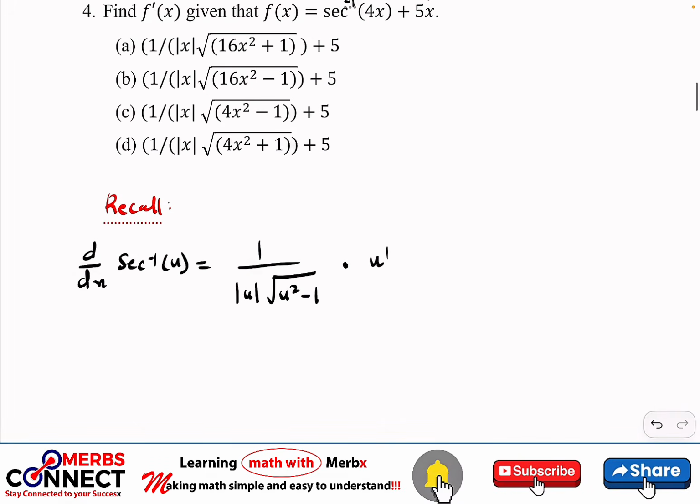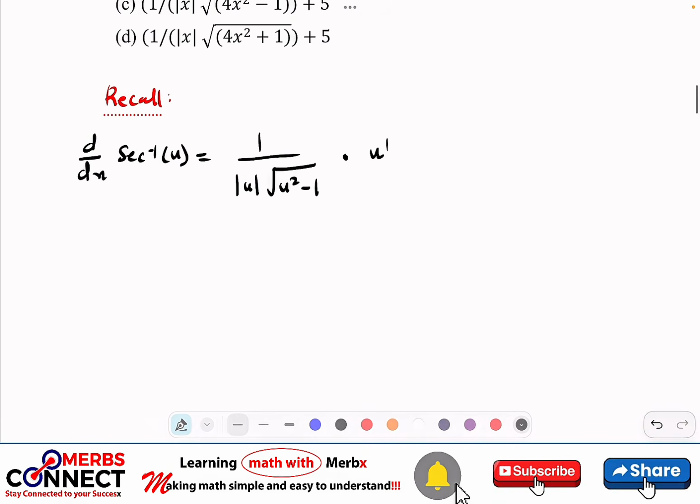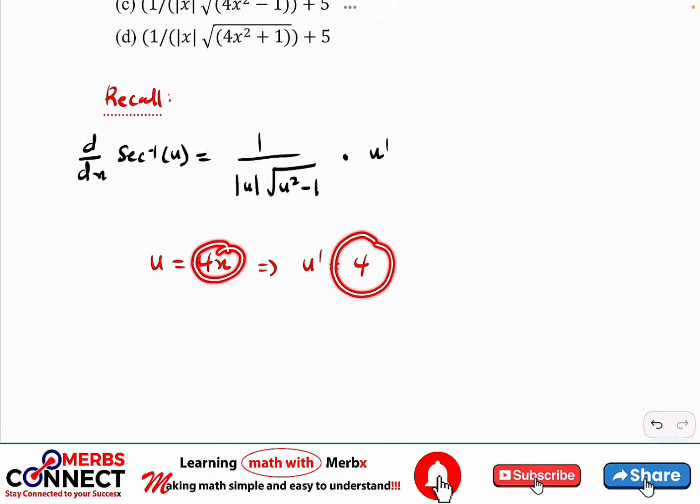Now when I compare this to this here, I can see that my u is 4x. Okay, great. So let's do that. u is 4x. So u is equal to 4x. This implies that u prime is equal to 4. All we need to do is replace u and u prime by 4x and then 4. Then we are done.